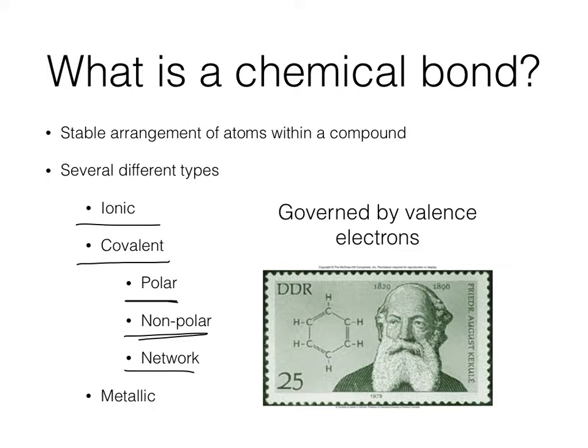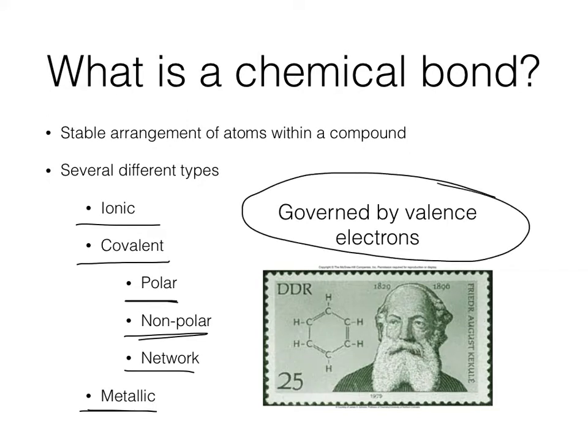And then finally, metallic bonding. Since most of the periodic table is metals, this is the bonding theory that tells us why metal atoms stay together, so why two atoms in an element stick around together. Also, all of this is governed by the valence electrons. Remember, what are the valence electrons? The outermost electrons, the ones in the highest principal quantum number.